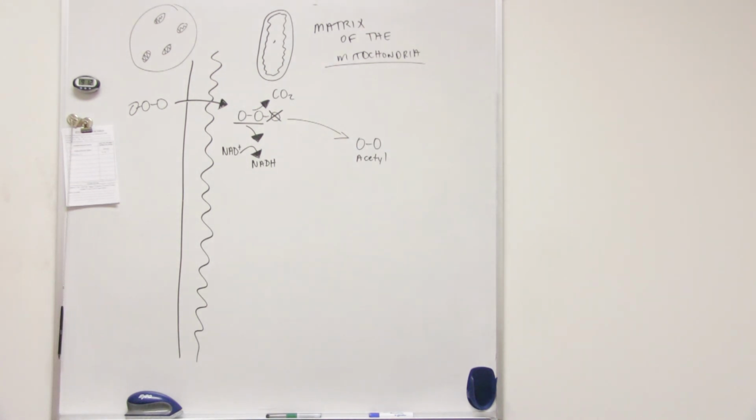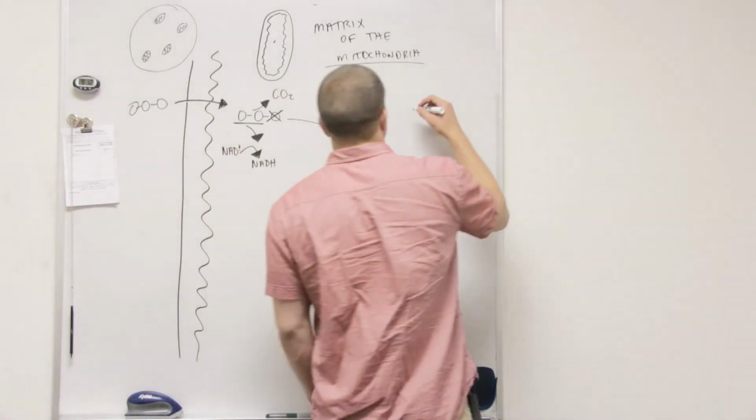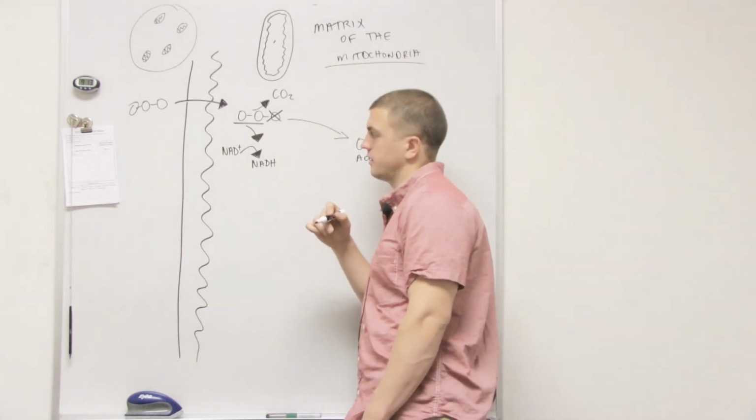Okay. And then it turns into NADH. So we've got another taxicab. How did it turn into NADH? It gave away 2 hydrogens to NAD. Makes sense.